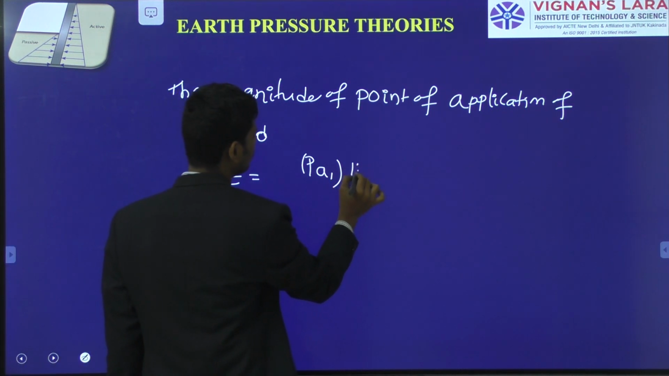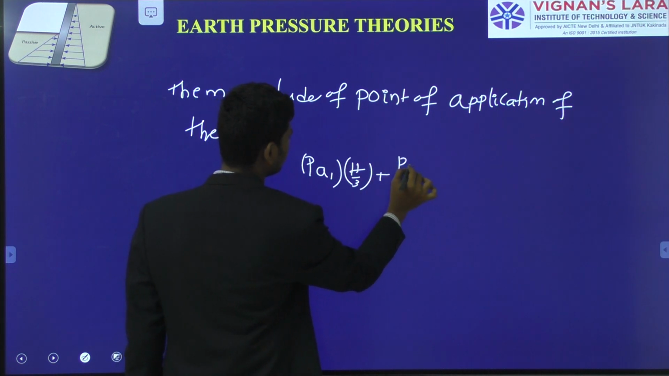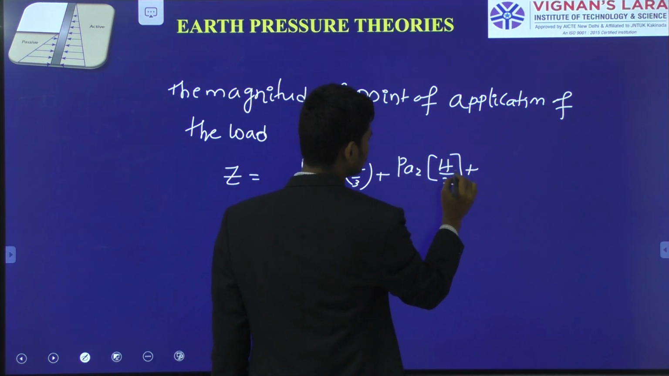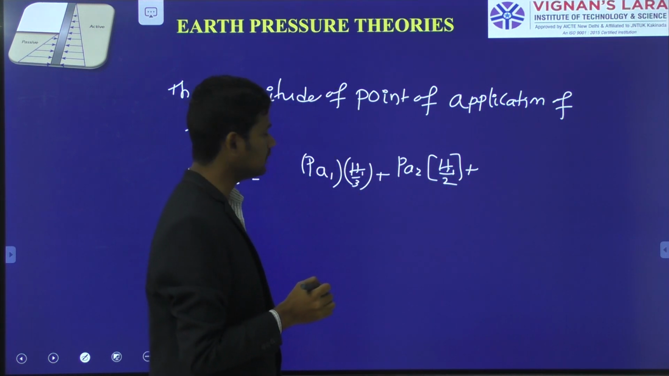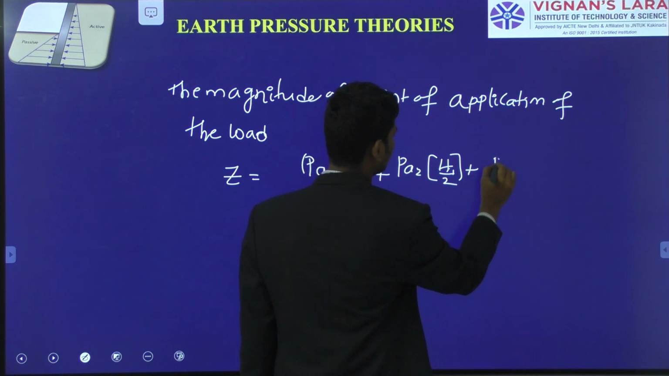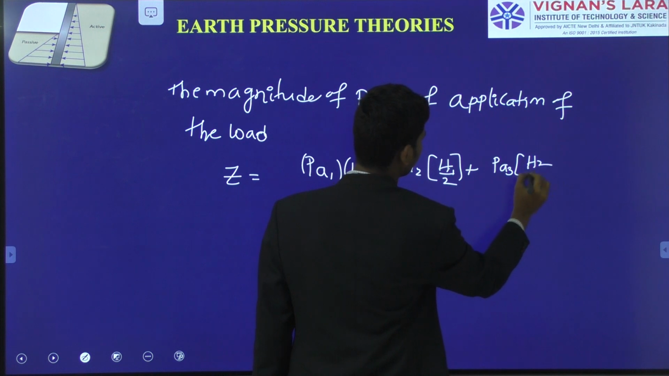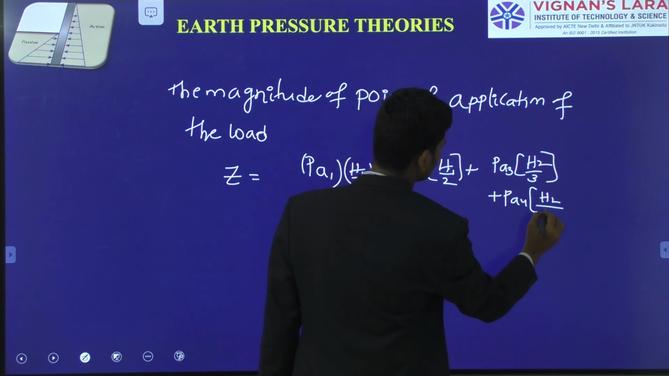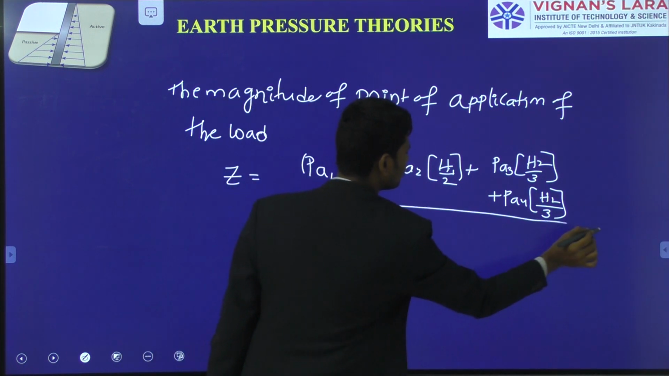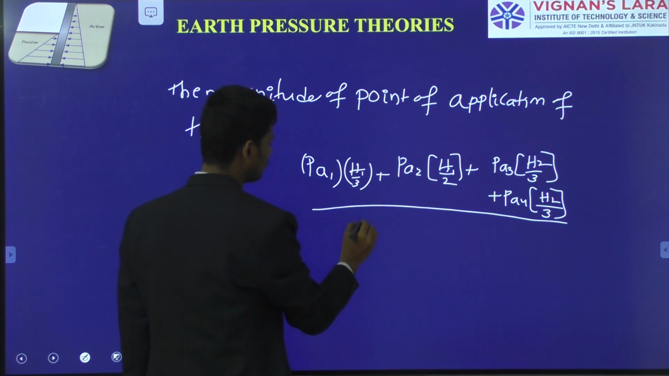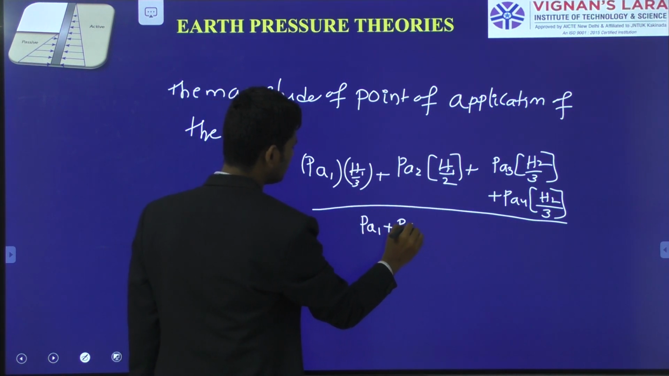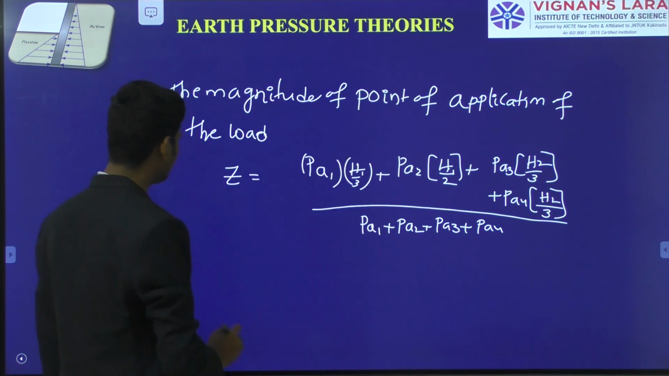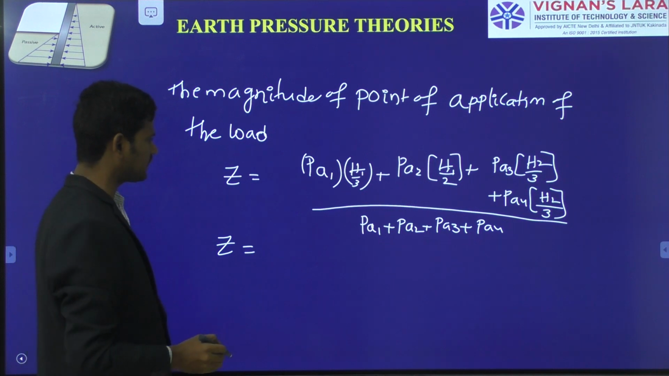That is nothing but PA1 into H by 3 plus next we are having PA2, the rectangular portion, hence PA2 into H by 2. Next, nothing but H1 by 2. Here also H1 by 2. Okay. Next we are having one more pressure diagram, that is nothing but PA3 into H2 divided by 3. Next we are having PA4 into H2 divided by 3. Total divided by total active earth pressure. Total active earth pressure is nothing but PA1 plus PA2 plus PA3 plus PA4. From this we are calculating the magnitude of point of application of the load.